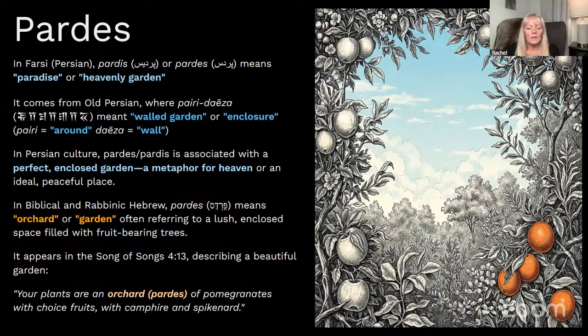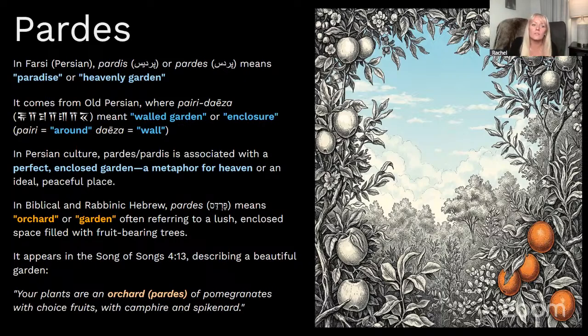Okay. All right. So this is something I was familiar with, but I hadn't looked into it, so I looked into this last week. The term pardes, or there are many different ways of saying it, I'm just going to tell you about it. In Farsi or Persian, it means paradise or heavenly garden. If you go back farther, it means walled garden or enclosure, and it has the idea of a wall being around.